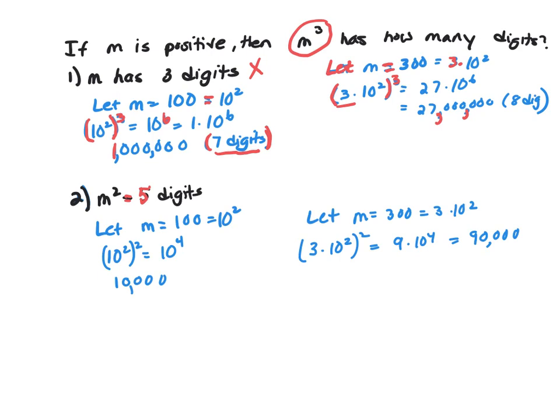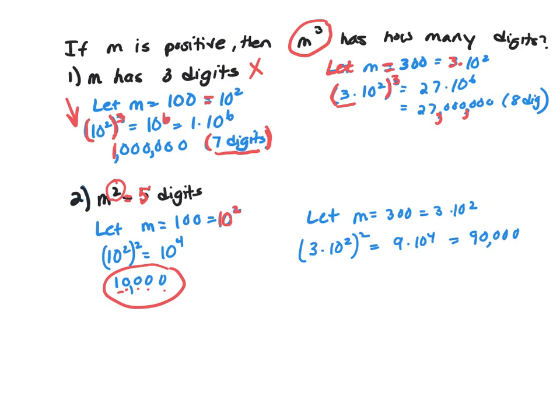So I'm going to let m be 100, and I'm going to square that. And 10 squared, squared, because I want to square my m, and my m is 10 squared. That gives me 10 to the 4th. That gives me 10,000. And that's got 1, 2, 3, 4, 5 digits. And we've already done the work for m cubed up here. We know if we take this number and we cube it, we're going to get 7 digits.